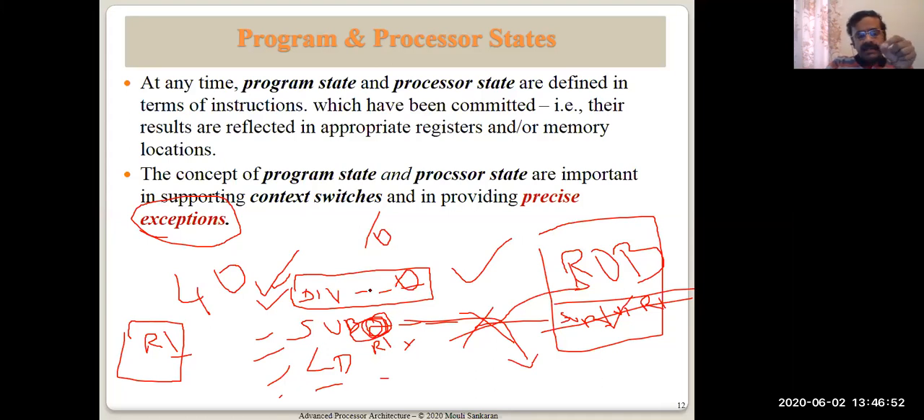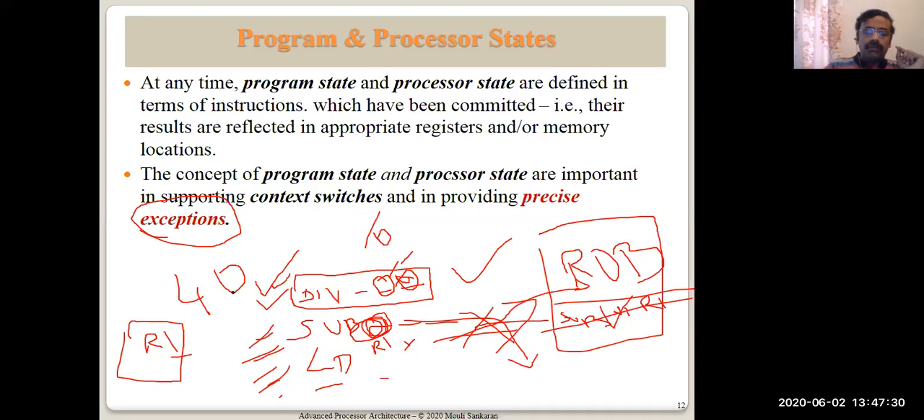Now, imagine a situation that div was waiting for one of the operands, so it was not executing at all. Sub executed, this executed, this executed, all of them are in the ROB. They are putting the results in the ROB. Now, this unit got an operand. One happens to be a zero. So when it performs the execution of this operation, it is going to raise an exception saying that, hey, I got a divide by zero error. It is not supposed to happen, it happened. The processor will be interrupted. The exception service routine will be executed.